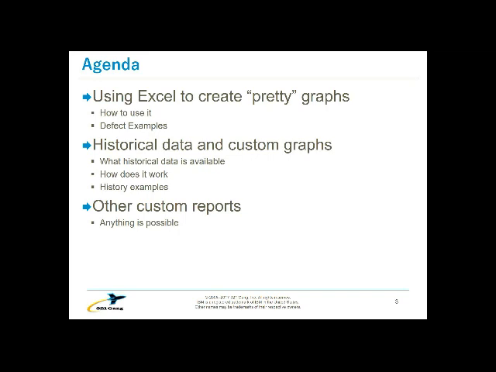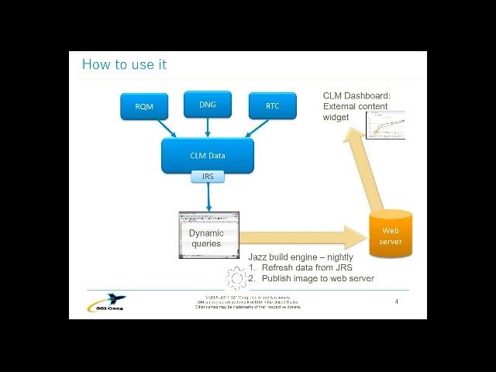So I'm going to start with the Excel graphs. The way these work and the way we implemented them for our customers architecturally is we use the report builder or JRS to define the specific data we need, pull that into Excel using dynamic queries, generate charts from that, save those charts out to a web server, and then publish those charts on the dashboard using the external content widget. We then automate that process of pulling the dynamic query data and publishing the chart to the web server through essentially a nightly process.